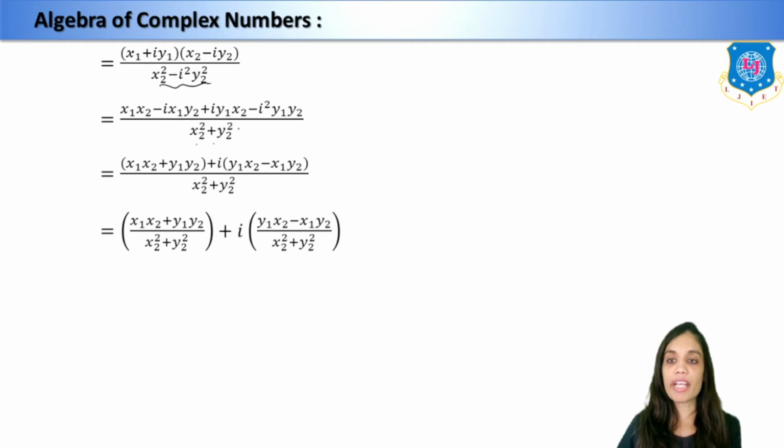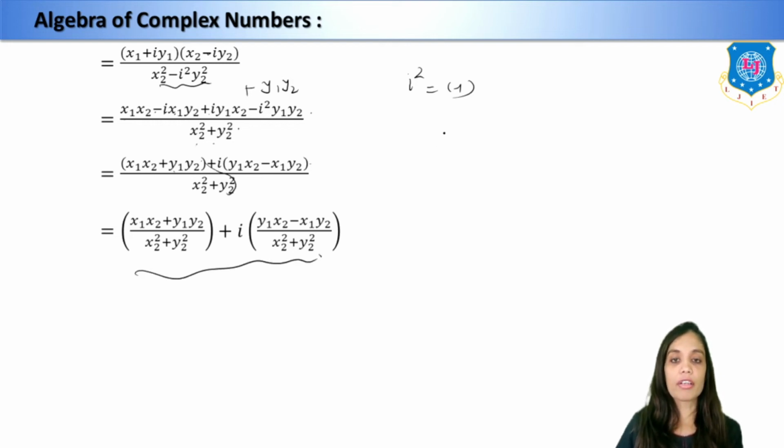Now you can open this bracket, so the numerator will become x1 x2 minus i times x1 y2 plus i times y1 x2 minus i square times y1 y2. Again keep i square as minus 1, so this will become plus y1 y2. Separate the real and imaginary parts. So the real terms will contain x1 x2 plus y1 y2, plus i times the remaining things, y1 x2 minus x1 y2. You can separate these two and write in this manner.